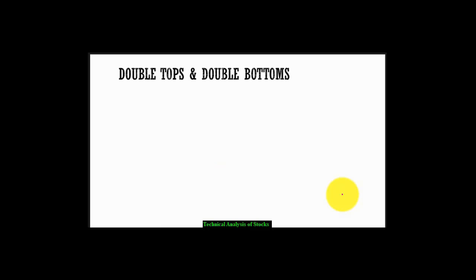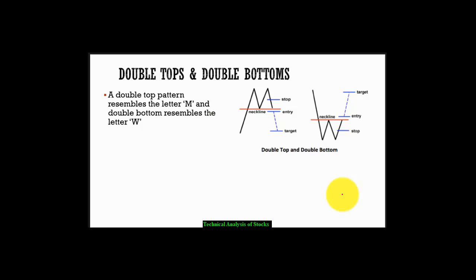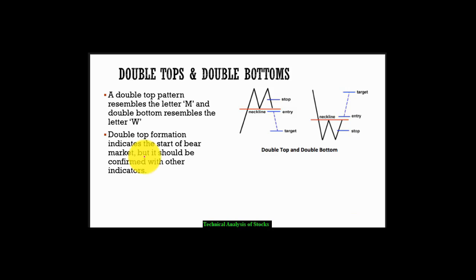There is a double top and double bottom. Double top pattern resembles the English letter M, and double bottom resembles the English letter W. So here you can see double top formation indicates the start of a bear market. Here is the double top formation. There are two tops, the first and the second top, and the formation of these two tops gives a neckline. So if the low of the second top crosses this neckline, this is actually a sell signal. You can sell here. It means the market is going to move in a downward direction in future.